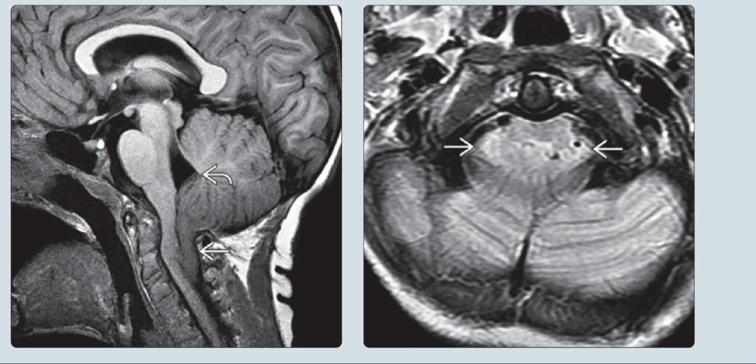The right image is the axial T2 weighted MRI, and it confirms the inferior displacement of the ectopic cerebellar tonsils through the foramen magnum, producing the foramen magnum crowding.